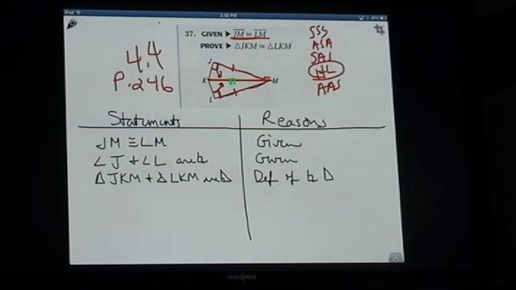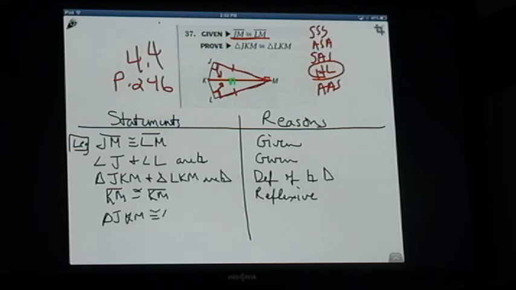Alright, so we have here JM is congruent to LM, that's the leg. And now we have not yet proven the hypotenuse. So we would say KM is congruent to KM, and that is by the reflexive. And then the last statement would be triangle JKM is congruent to triangle LKM by hypotenuse leg. Here we proved the hypotenuse. And here we proved the leg.